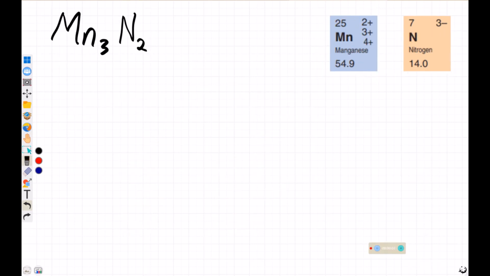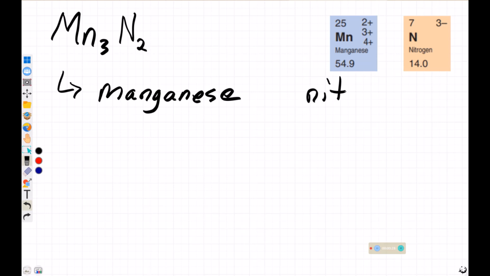In this example, we are working with the compound Mn3N2. Again, a quick scavenger hunt through the periodic table will turn up manganese and nitrogen. So the main chemical name for this will be manganese, and nitrogen turns into nitride. And of course, we need the Roman numeral in the middle to show which of the 3 charges for manganese we are going to be using.